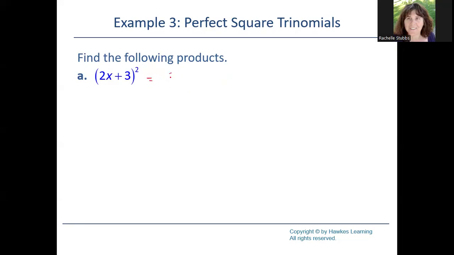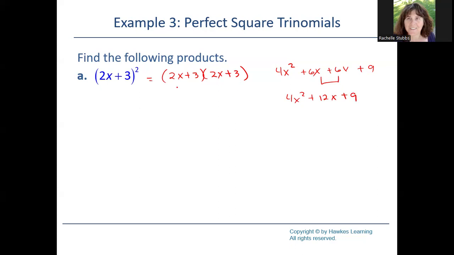What that really means is 2x plus 3 times another 2x plus 3. And now I know that these are perfect square trinomials, so 2x times 2x is 4x squared. 2x times 3 is plus 6x, and 3 times 2x is plus another 6x. And 3 times 3 is plus 9. And my middle terms, that's just doubled, so I have 4x squared plus 12x plus 9.